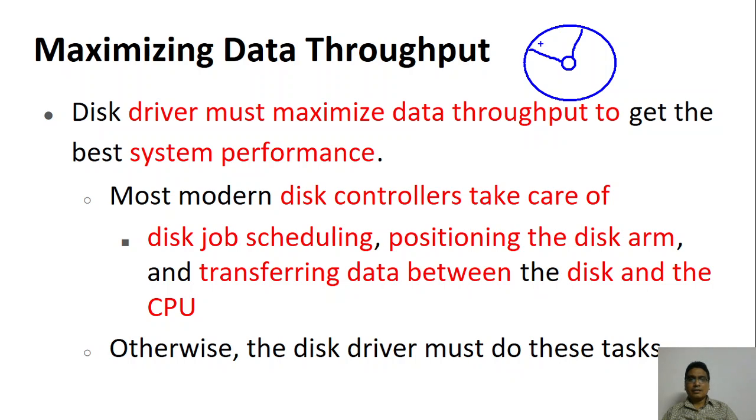So this particular disk controller takes care of scheduling the disk, and maybe positioning the arm and translating the data between the CPU and the appropriate sector. Everything is handled by the disk controller.